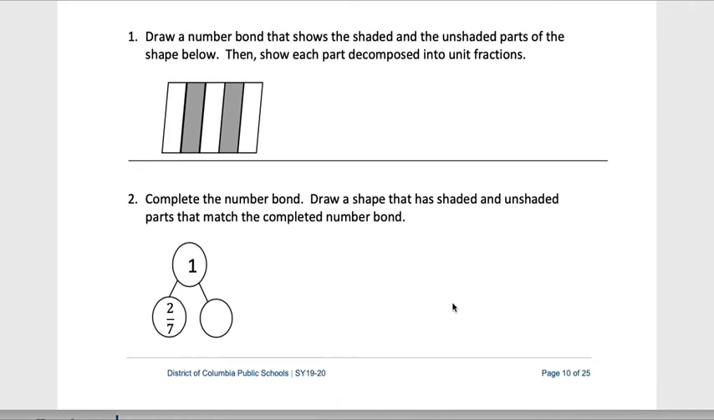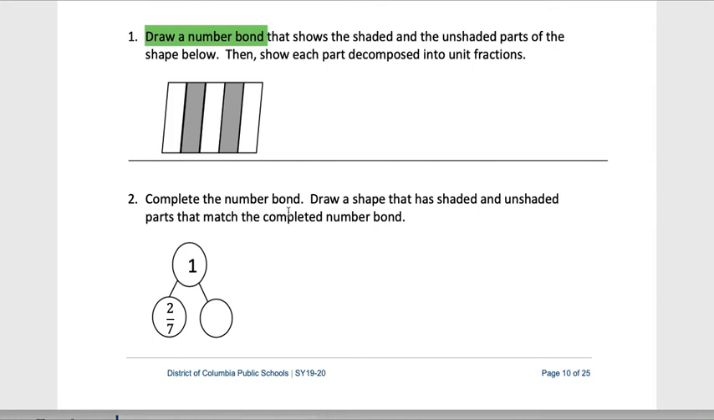When you get to your problem set, you are going to draw a number bond that shows the shaded and unshaded parts of the shape below. Then show each part decomposed into unit fractions. What I really just want to see you guys do is to draw a number bond that shows the shaded and unshaded parts. So one whole at the top. One part of your number bond would be the fraction that's shaded, which is 2/5. Another part of your number bond would be 3/5 because that's unshaded.